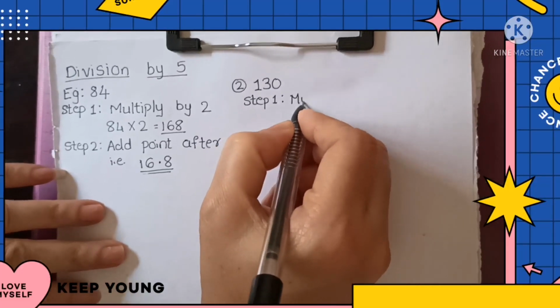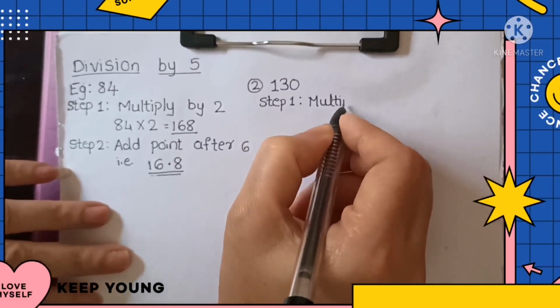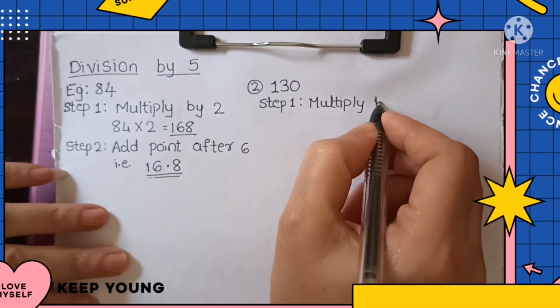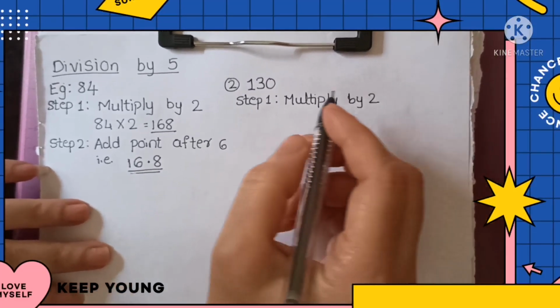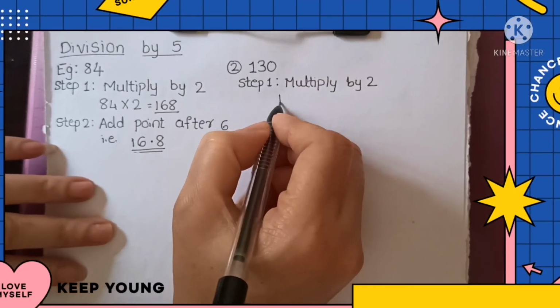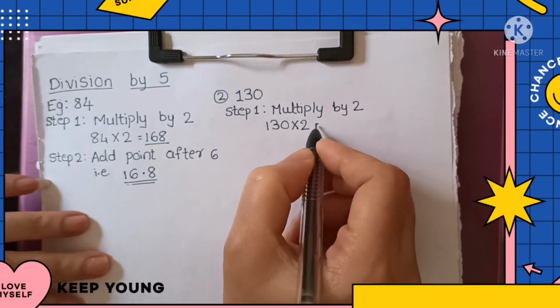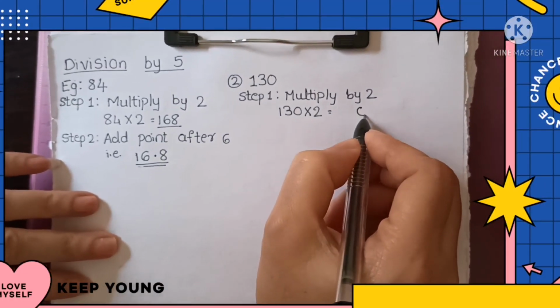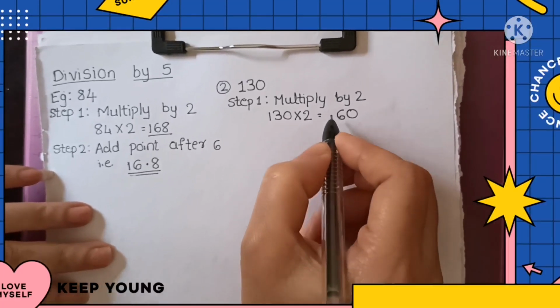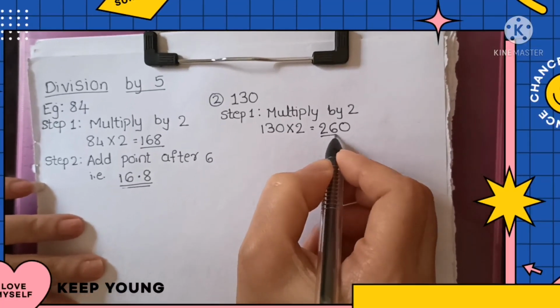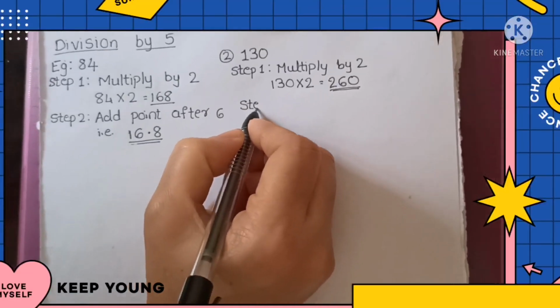That is 130. So as we saw in our last example, in first step we have to multiply the number with 2. So here we'll do the same. We will multiply 130 with 2. Multiplying 130 with 2, we get the answer as 260. And let's see our second step.